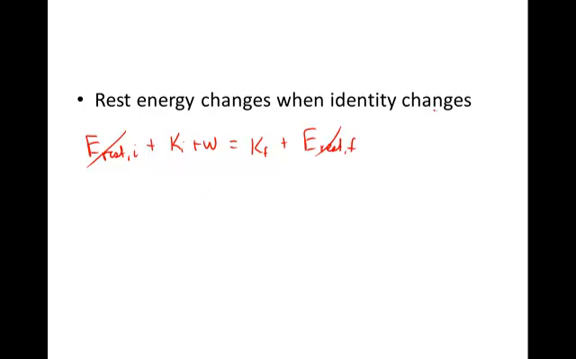And typically the rest energies come into play whenever there's a change in identity of the particle. So let's say that we have a neutron, which is a neutral particle at the nucleus of an atom. So this is our before picture. And then afterwards, we have a proton and an electron moving off in different directions. The neutron can in fact decay into the proton and the electron.